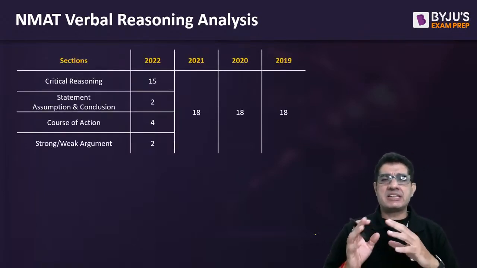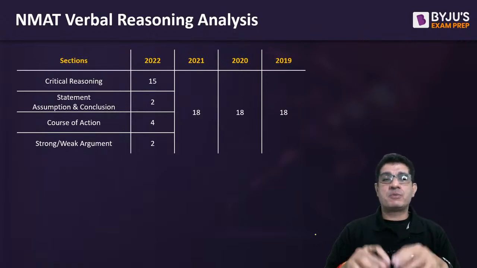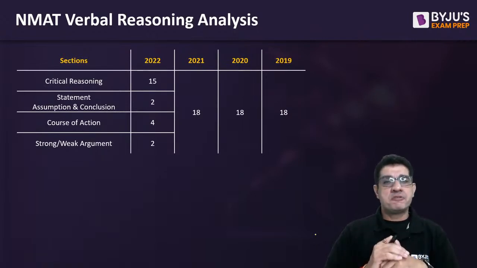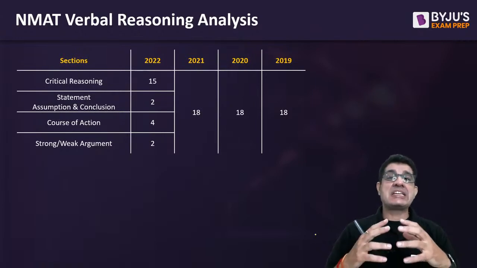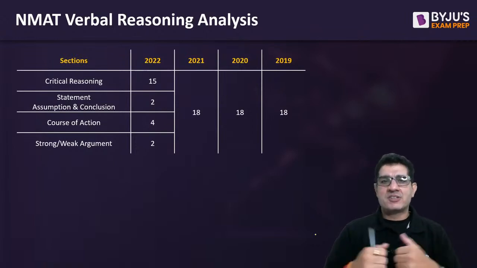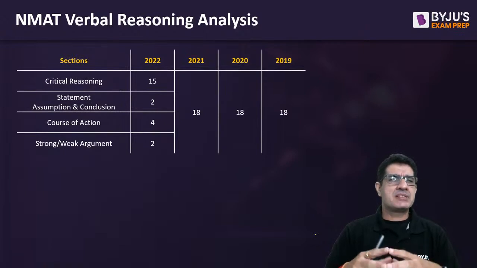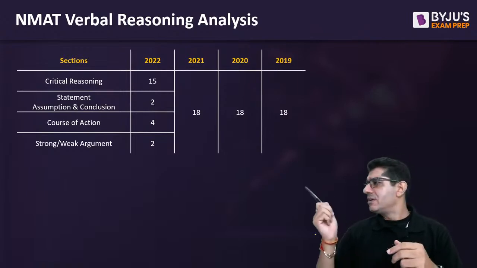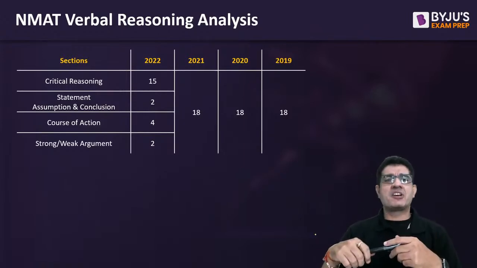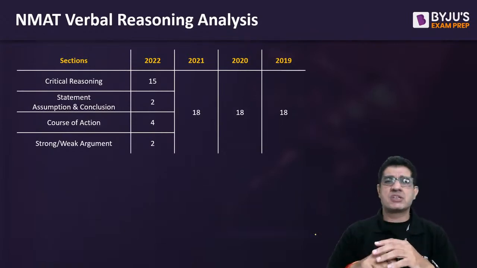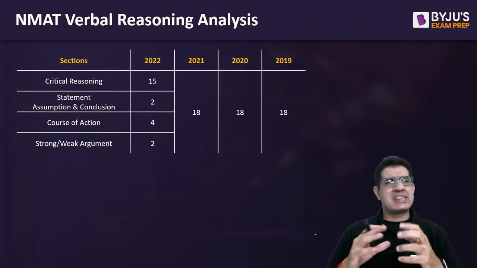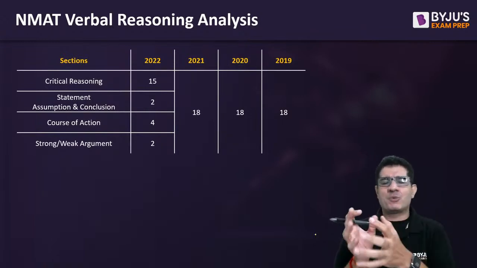So 2019, 2020, 2021, we had 18 questions from verbal reasoning, but last year the role of verbal reasoning increased a little more. So as you can see, we basically had 15 plus 8, 23 verbal reasoning questions, and they belonged to, as usual, the usual suspects: critical reasoning. Then you have these statement assumption questions, statement conclusion questions, you get some course of action questions, and then some strong argument, weak argument questions.